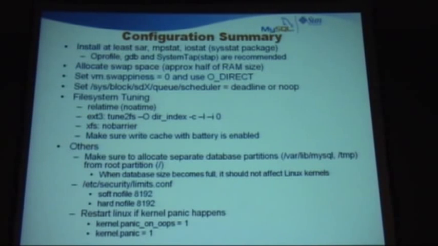Set limits.conf to handle lots of file descriptors, and set the server to restart if a kernel panic happens. This is helpful in an HA environment. In some cases, even though a kernel panic happened, MySQL doesn't shut down, so heartbeat doesn't take over. By setting panic_on_oops to 0, when a kernel panic happens, MySQL restarts, so heartbeat can take over services.